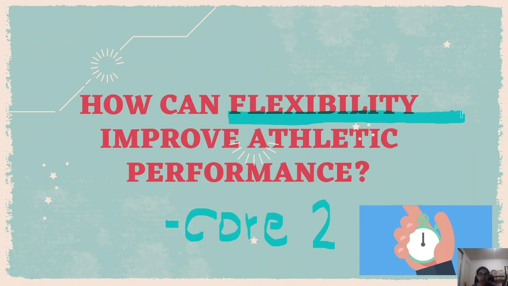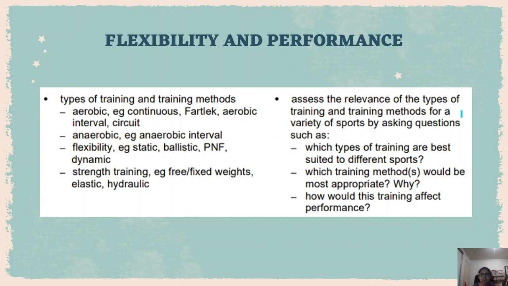Okay, let's have a look at it. So with this question, here we are. This is from the first part of core 2. So here we go. Flexibility includes static, ballistic, PNF, and dynamic stretching. So to improve flexibility, an athlete can undertake static, ballistic, PNF, and dynamic stretching.